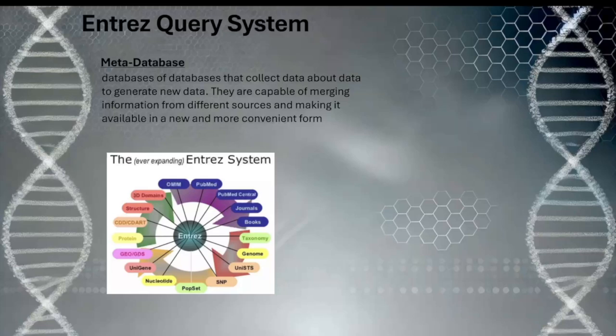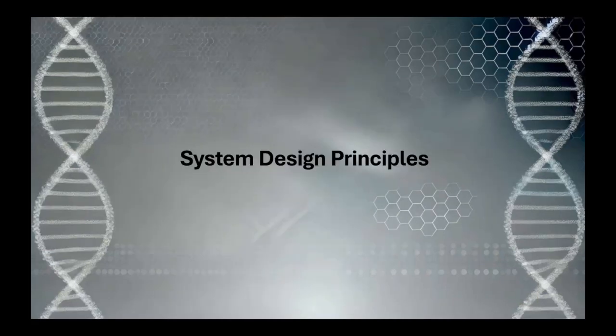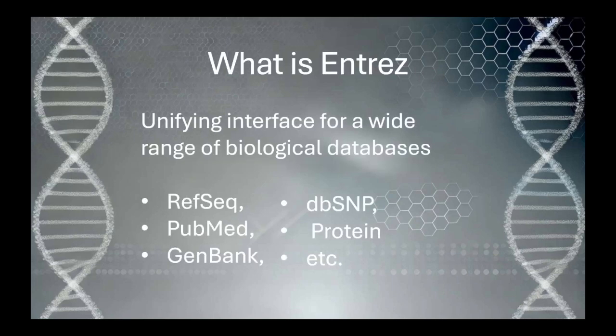NTRES is a metadatabase, which is a database that stores metadata, so data about data, from all these different biology databases in order to have one system to query all of them. RefSec acts as an interface for a wider range of biological databases. This allows researchers to query multiple databases simultaneously without needing separate tools for each.